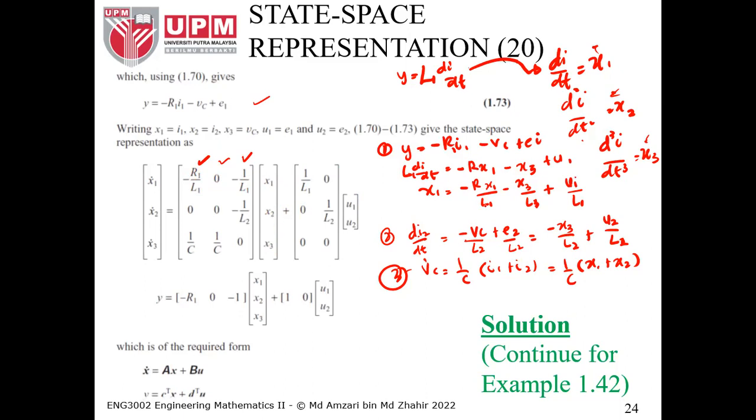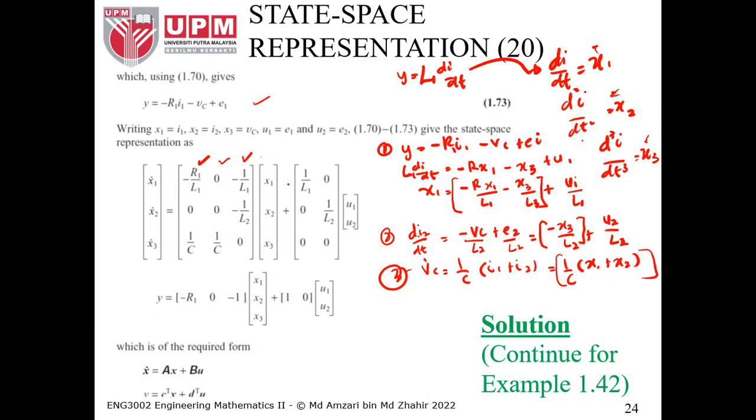Then we focus on x first. This is equation number 1. For equation number 2, you only remain with x3. So 0 times x1 is 0, 0 times x2 is 0, and you remain with negative 1 over L2, so you will get this one. And the third will be focusing on x1 and x2. So 1 over C times x1, 1 over C times x2, you get this one, but x3 will be 0, 0 times x3. So you solve the first x equation.